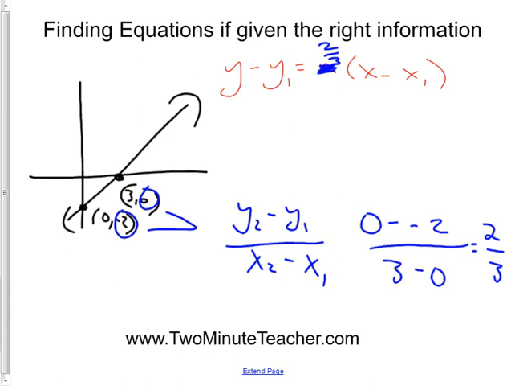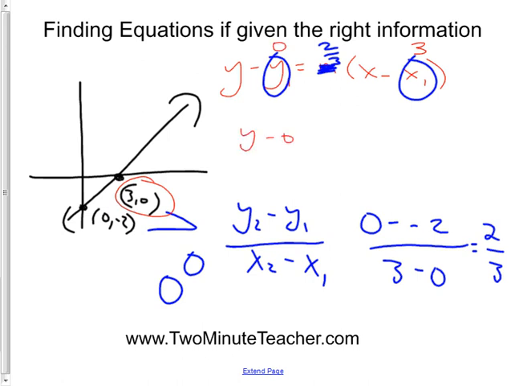So I can put the slope right here, that's where m is, put 2/3. And now I can just pick either one of those 2 points that they gave me and put it in right here. So for instance, the easier of the 2 points is probably 3 comma 0 because that one doesn't have any negatives in it. So I'm going to drop in the x is 3, goes right here, and the y is 0, and it goes right here. And I have y minus 0, which is the same thing as y, equals 2/3 x minus 3.